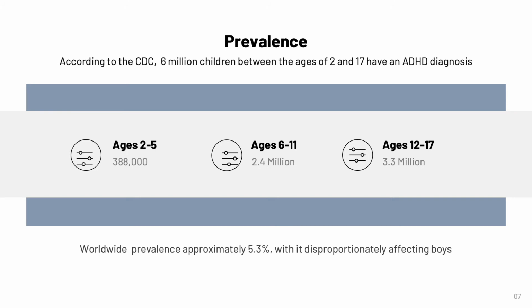According to the CDC, in the United States, approximately 6 million children between the ages of 2 and 17 have been diagnosed with ADHD, with 388,000 between 2 and 5 years old, 2.4 million between 6 and 11 years old, and 3.3 million children between 12 and 17 years old. Worldwide, the prevalence among youth is approximately 5.3%, with it disproportionately affecting boys.